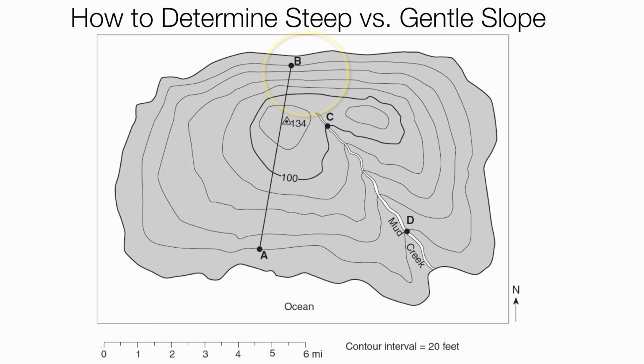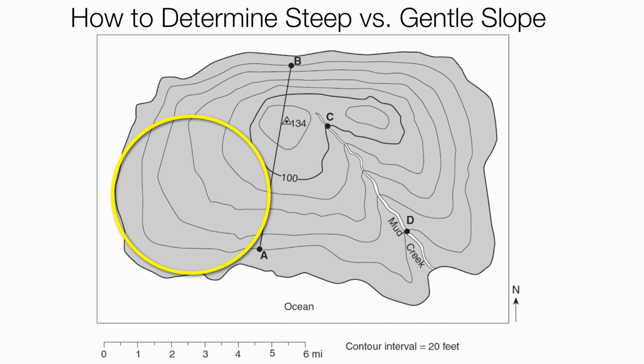Compare that with the side of the mountain, or the side of the island in this case, where the lines are very far apart. That means you have a very gentle slope and you have a significantly lower gradient. You don't have as much change over a specific distance. So that's really as easy as it is in terms of differences between steep versus gentle slope. It's all about the spacing of your lines.